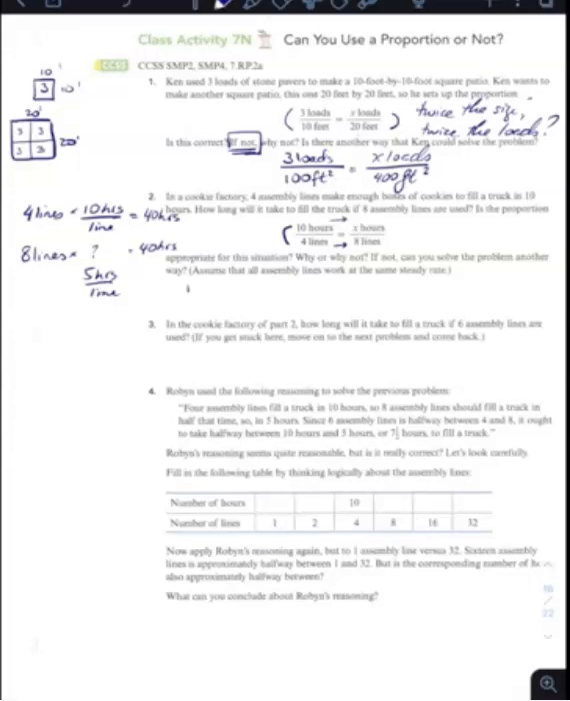So, not proportional. In fact, it's inversely proportional. And we can set up the equations like this. Then I'm going to leave number 3 for you to solve. Now let's take a look at another situation.